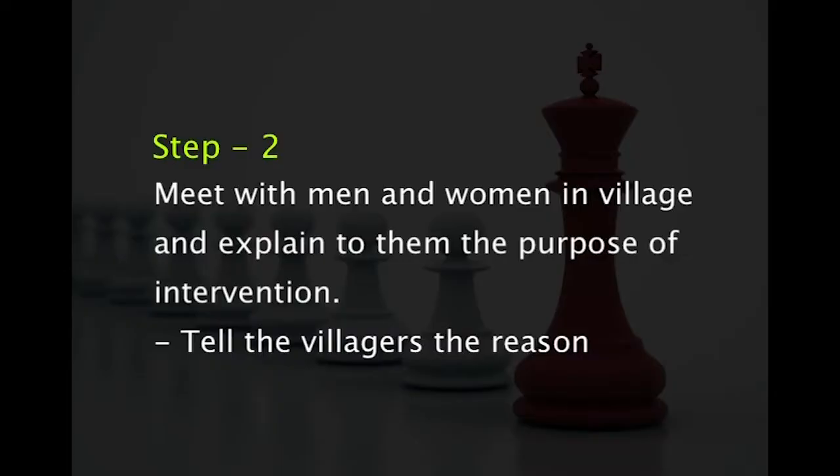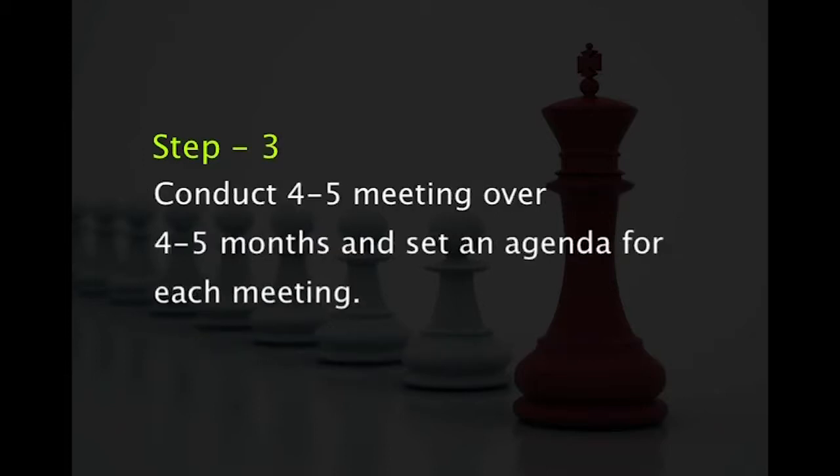Step 2. Meet with men and women in village and explain to them the purpose of intervention. Tell the villagers the reason. Step 3. Conduct 4 to 5 meetings over 4 to 5 months and set an agenda for each meeting. Under this, in each meeting, discuss with them and plan out.